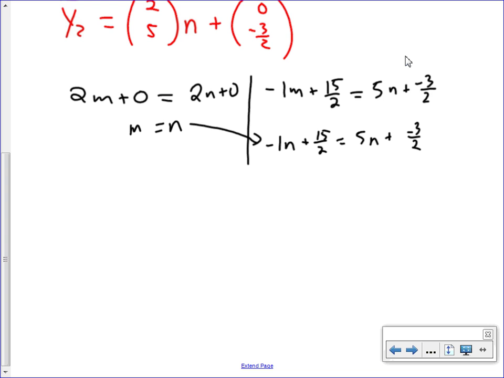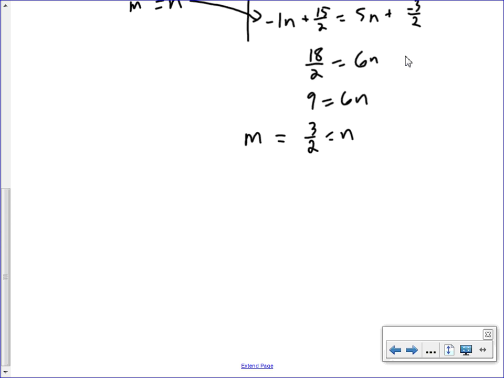Add the 3, so is that 18 over 2 is equal to 6n. 9 is equal to 6n. 3 over 2 is equal to n, which is the same thing as m, right? They're all 3 over 2. Sweet. I'm telling you, the urge to do it the fast algebra way is going to come to you. At least it's not 3D vectors. Be glad for that.